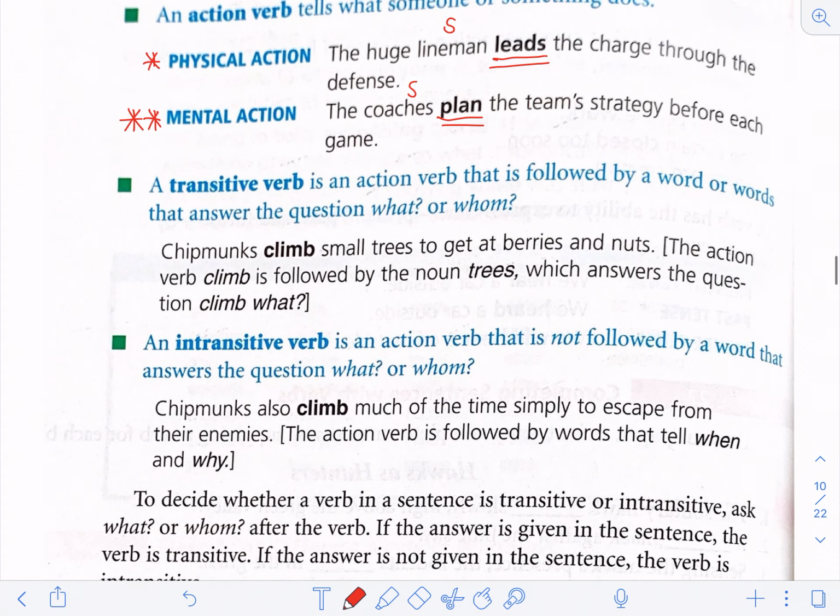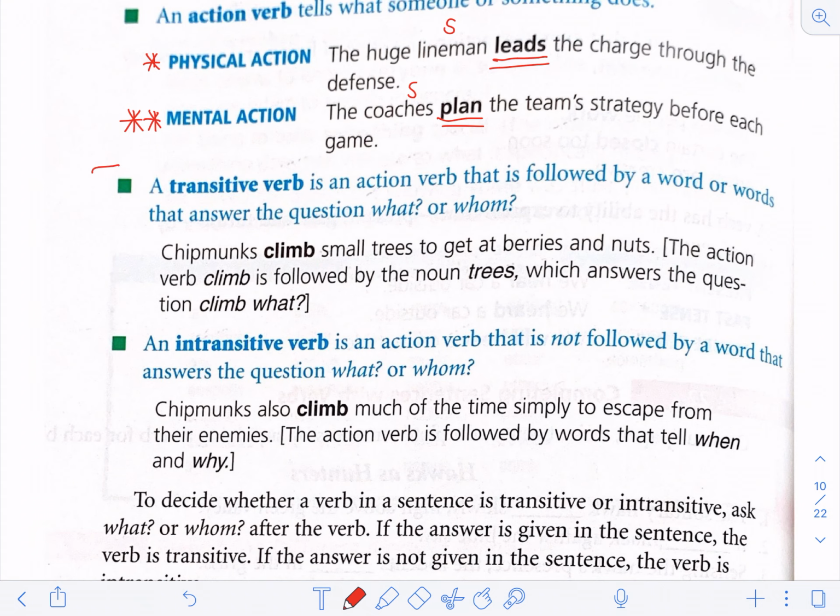And now this is where it gets a little bit tricky. I would say this section is probably one of the more challenging parts of the verb lesson, this idea of transitive and intransitive. I'll read the definitions and then we'll go over the examples. A transitive verb is an action verb that is followed by a word or words that answer the question what or whom. So you want to really lock these in as applying to the transitive verb.